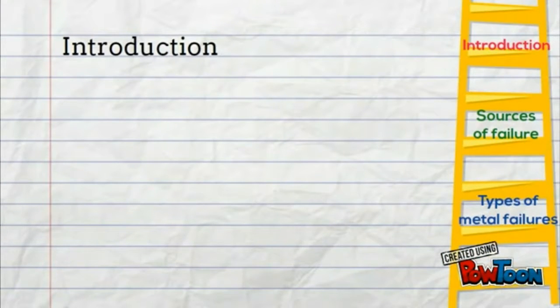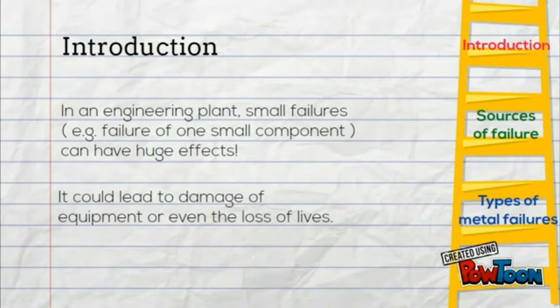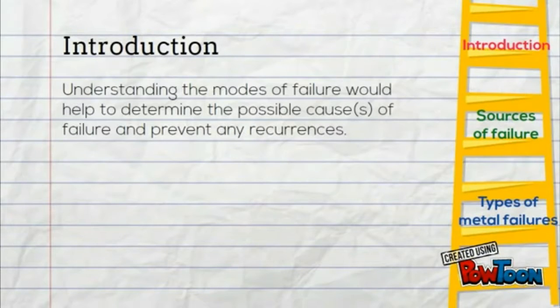Now, a little more about metal failures. In an engineering plant, the failure of one unit or even a small component may result in a complete shutdown or at least a serious loss of production. It could also lead to damage of equipment or even the loss of lives. Understanding the modes of failure would help to determine the possible causes of failure and prevent any recurrence.